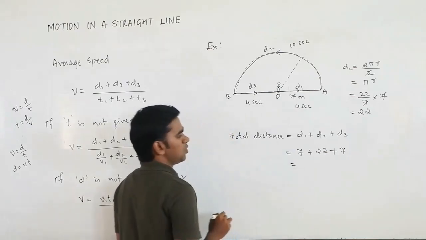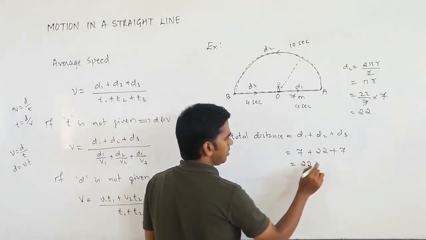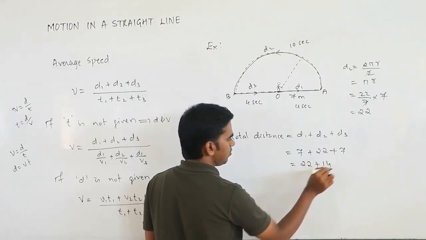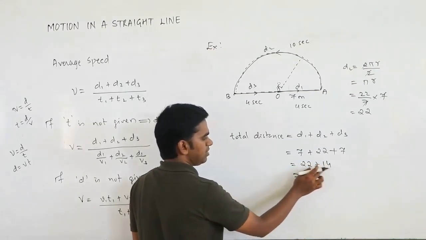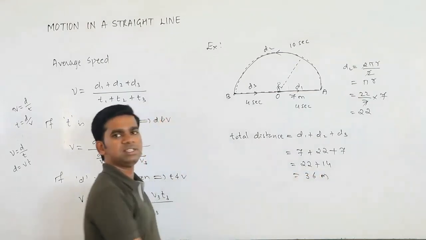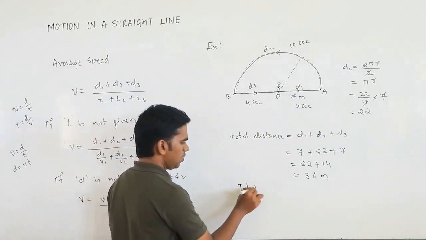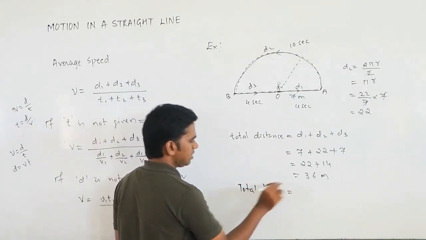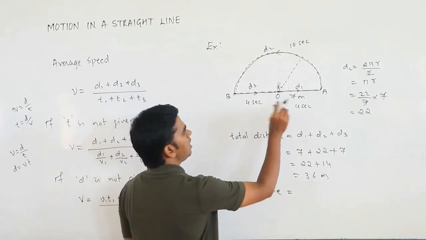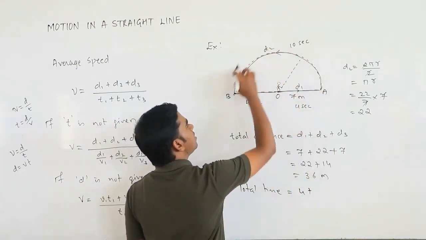So in total what you got? 22 plus 7 plus 7. You will get 14 from the two sevens, so 20 plus 10, 30, and 36 meters. So total distance is 36 meters. What is the total time? Total time is equal to, here 4 seconds, from here to here 10 seconds.